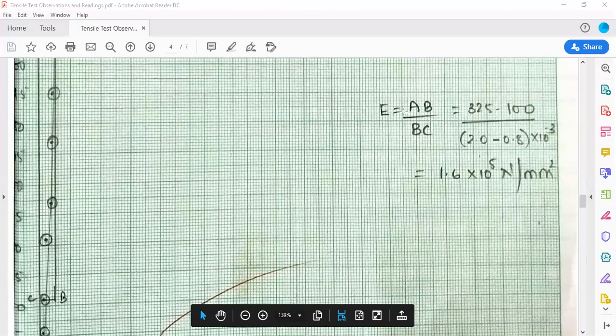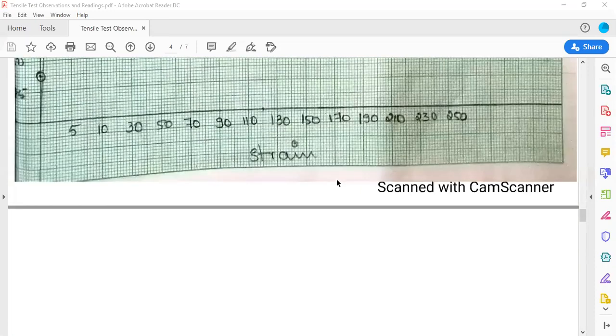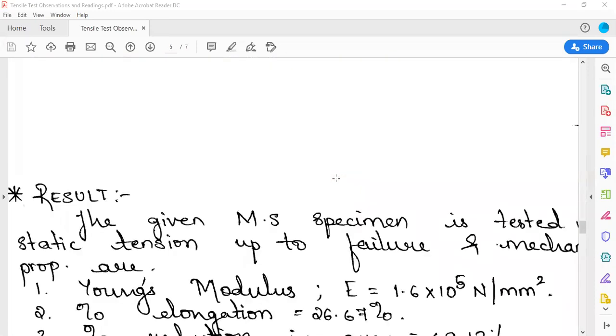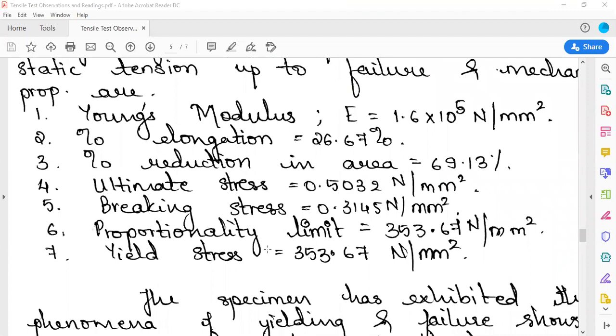Young's modulus is the slope of stress by strain. Y-axis is stress, X-axis is strain. AB, you have to measure that. You will get it as 325.1 divided by strain. The strain observed, you have to note down. From that, you will get the Young's modulus of the specimen. This is how the calculation is done. These are all the values which you have calculated.